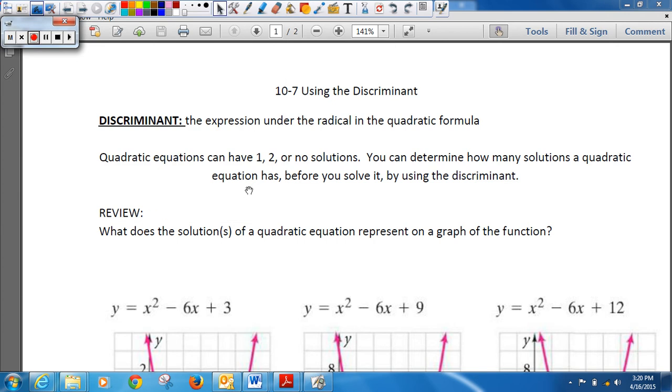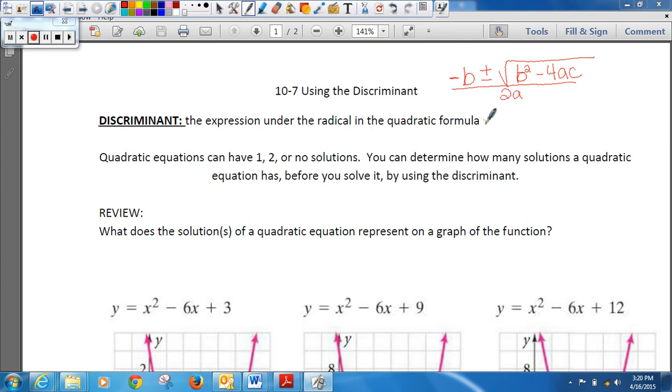Okay, today we are going to use what is called the discriminant in order to figure out how many solutions the quadratic should have before we even try to solve it. So the discriminant is the part that is underneath the radical sign in the quadratic formula. If I remember the quadratic formula, it's negative b plus or minus the square root of b squared minus 4ac all over 2a.